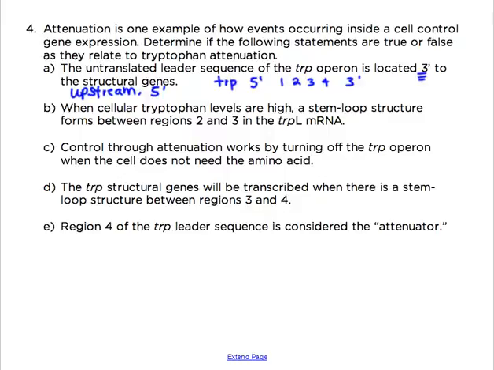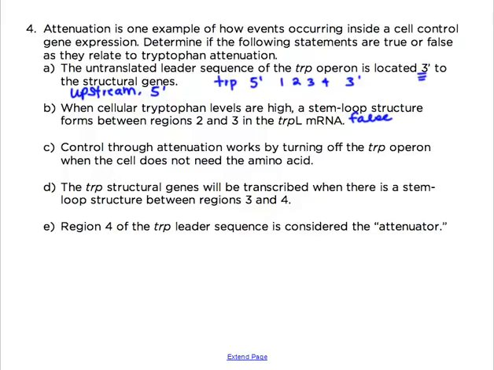B. When cellular tryptophan levels are high, a stem loop structure forms between regions 2 and 3 in the TRPL mRNA. So again, this is false. This would be true if it said that TRP levels are low, because remember, when tryptophan levels are low, the ribosome stalls on domain 1 because it lacks the tRNA for tryptophan, and therefore regions 2 and 3 can form a hairpin loop structure.